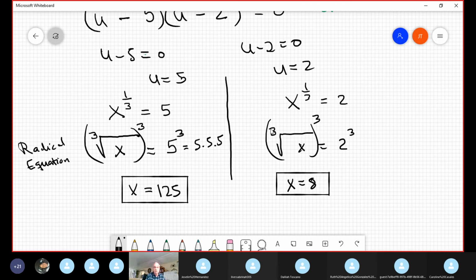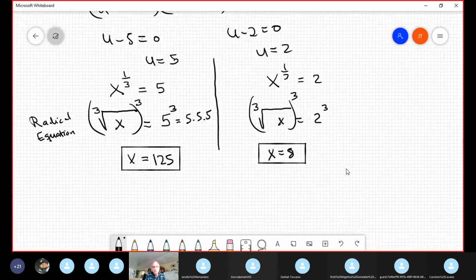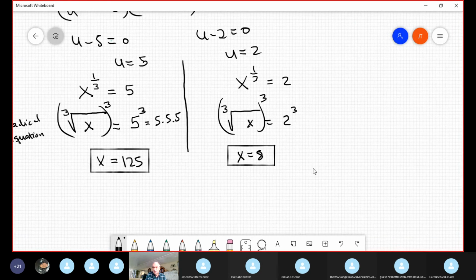No, that's it. No, professor. Because you told me that when you manipulate a radical equation, you need to check it. Okay, in this case, no necessary checking. No checking.